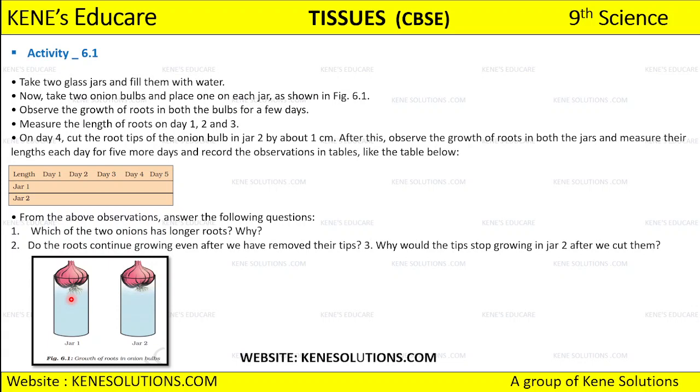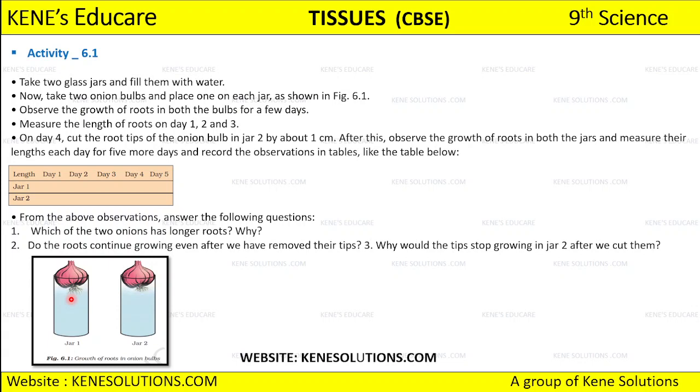And similarly, the lateral side of the leaf is going to grow and it is going to make a leaf big in size. I hope you have understood that when you cut jar 2 by 1 centimeter, you cut the apical meristem of the onion bulb, and once the apical meristem is cut, it is going to stop growing. Okay, so the plant is not going to grow here and the growth will be stopped here.